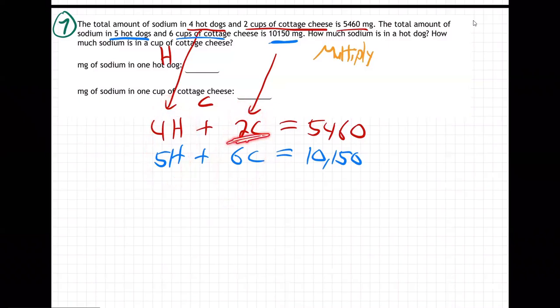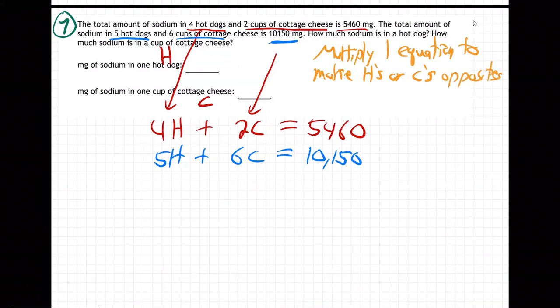Well, I can make this 2C into negative 6C. That'd be the opposite of the plus 6C if I multiplied by negative 3. See that? That'll do it. So you go, oh, there's my plan. Multiply one equation, in this case, just one equation. I don't do both. One equation to make the H's or the C's, doesn't matter which one, opposites.